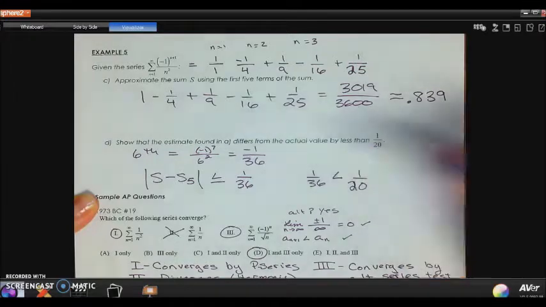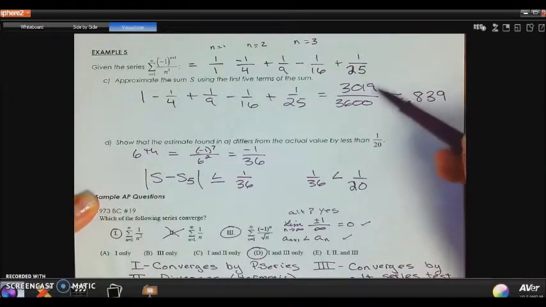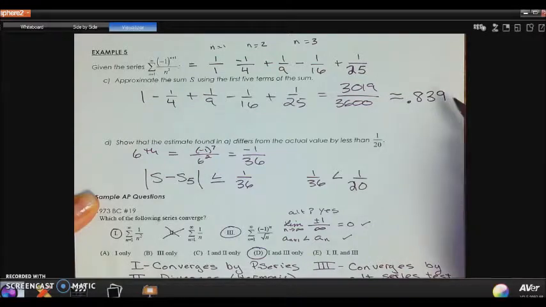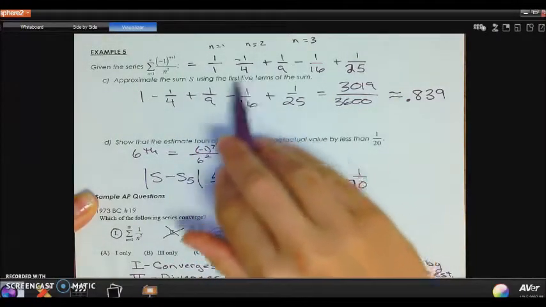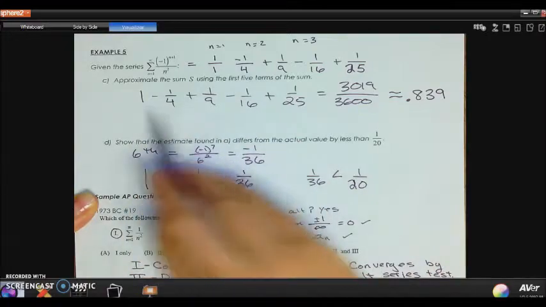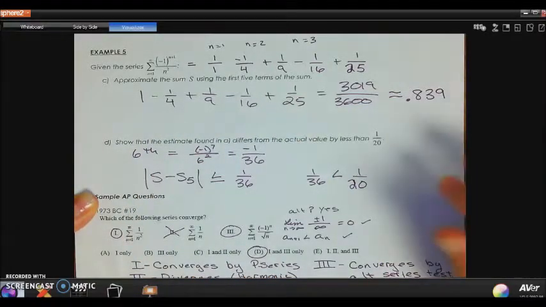Hopefully this one would be a calculator question, because it would be a pain to get a common denominator there. So you can add those up via your calculator or whatever, and you'd end up with 0.839. Okay, so that is an approximate sum using the first 5 terms. Again, how could they make this a non-calculator question? They might change it from 5 terms to just 3 terms, so that'd be a lot easier to do without a calculator.